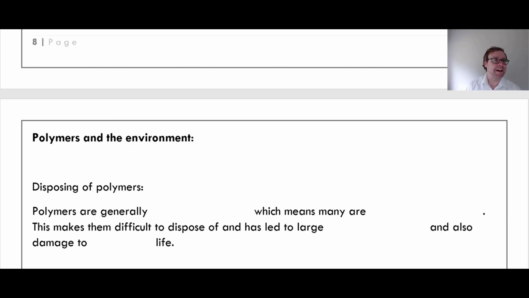So again, this is a lot of remembering, so we'll do this quite quickly. So polymers and the environment. So polymers are generally unreactive, which means many are non-renewable.